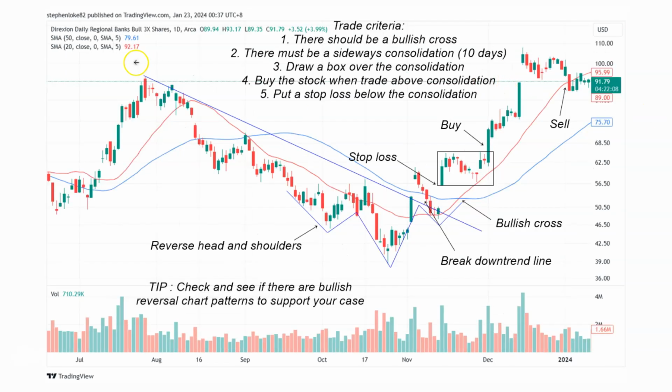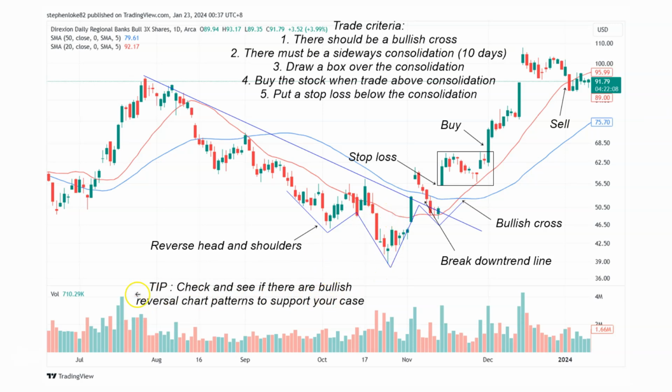Now let's take a look at another example. The Direxion Daily Regional Banks Bull 3X Shares. So this ETF declined and it formed a reverse head and shoulders, broke a downtrend line, and then it had a bullish cross and this consolidation where traders can buy, put the stop loss here, and it went higher. And if you're not sure how to take profit, you can always sell the moment it drops below the 20 MA. So the tip here is to always check and see if there are bullish reversal chart patterns to support your case.